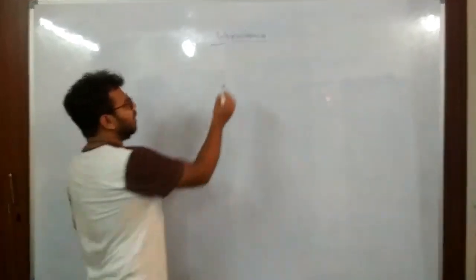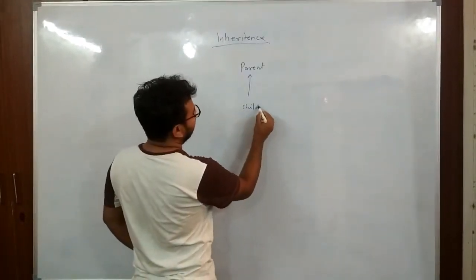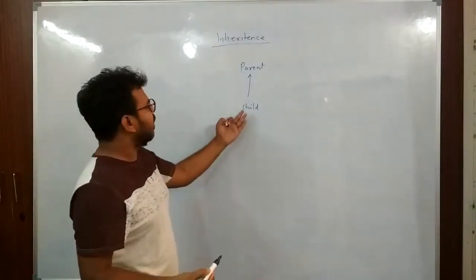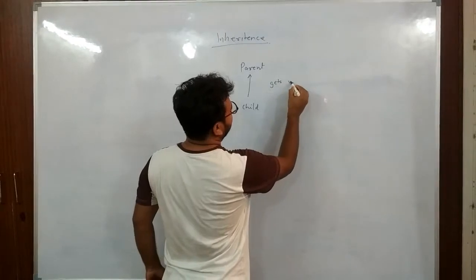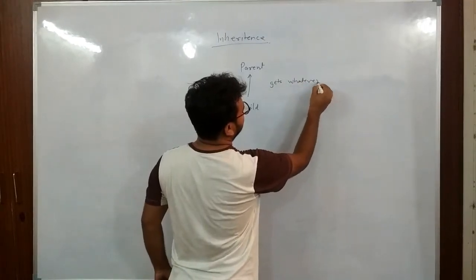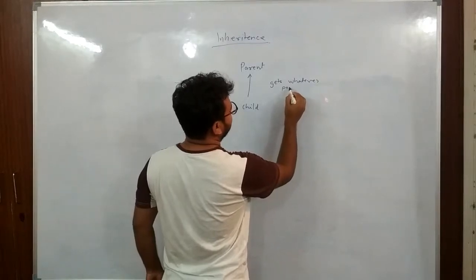Inheritance. Simply, there is a parent and their child. So a child gets whatever its parents have, the properties and everything the parents have.